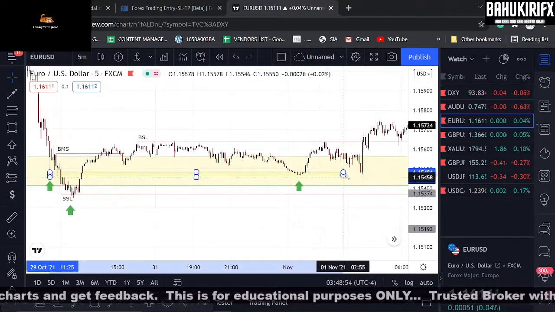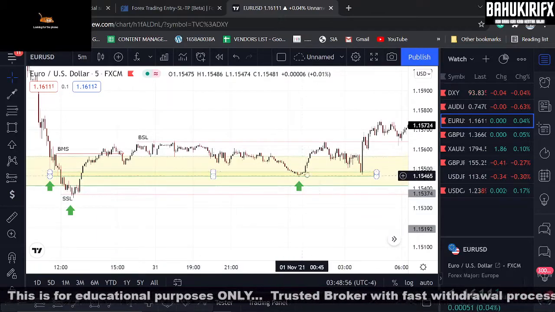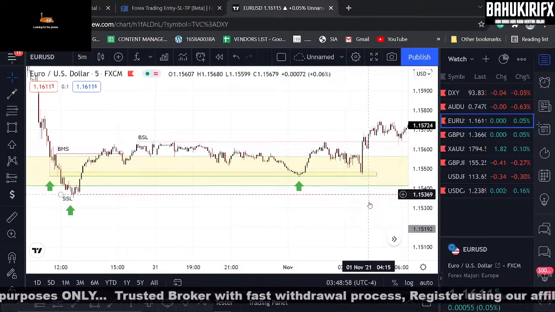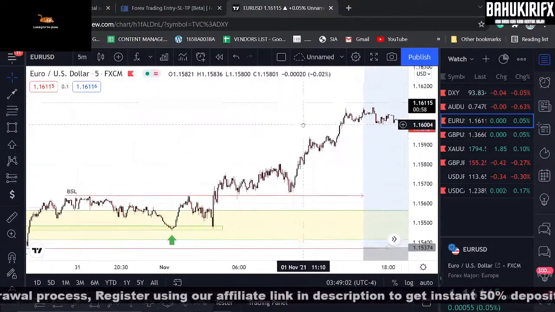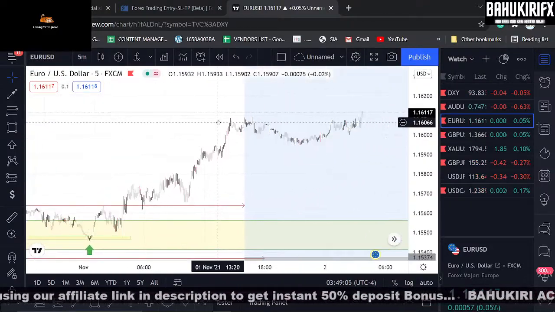Alamak, dia bagi sekali lagi entry. Baik, betul market. Dia bagi sekali, dia masuk sekali lagi. Dia bagi sekali lagi, korang masuk lah. Nampak? Ni masuk. Tak senang sangat lah Forex.